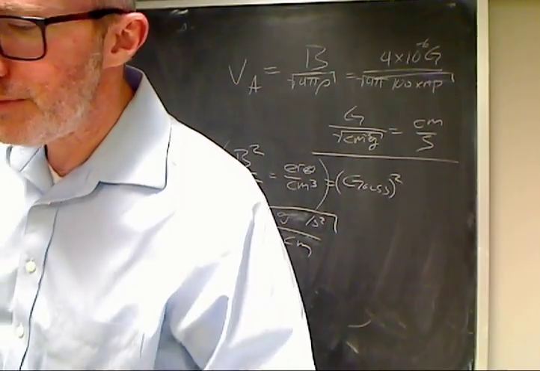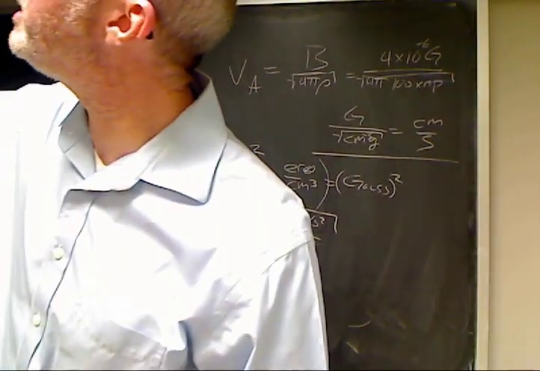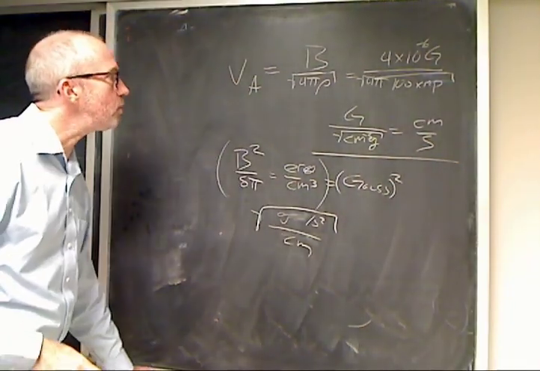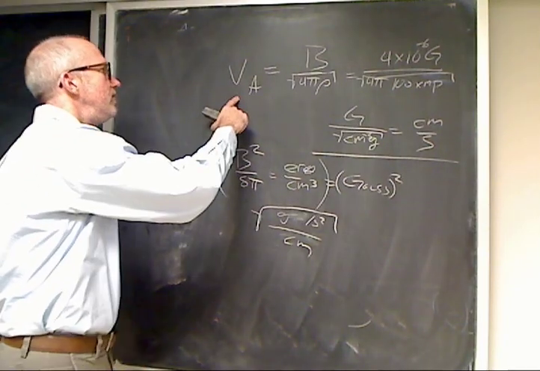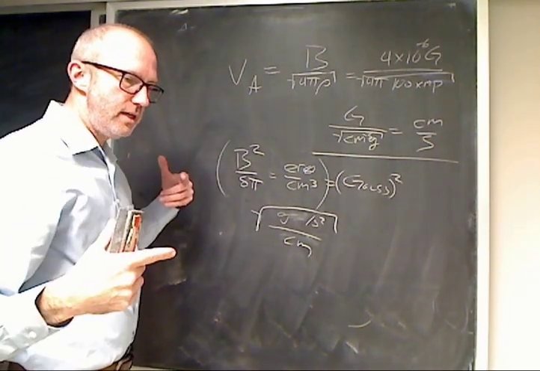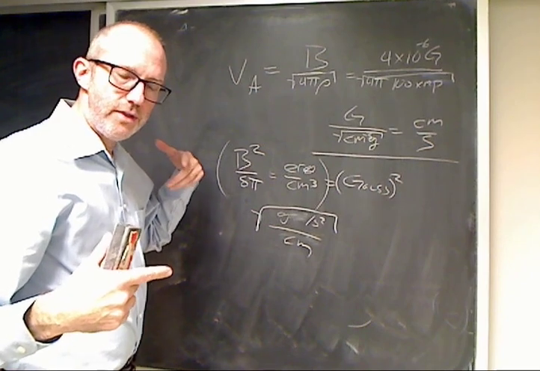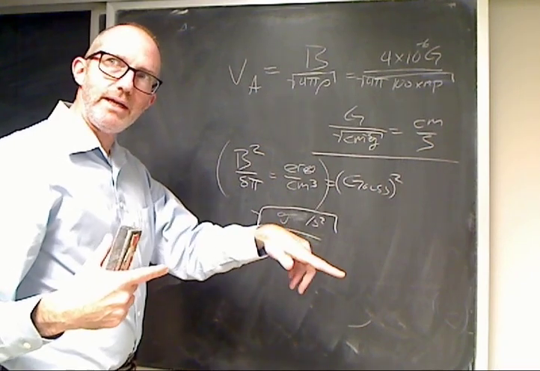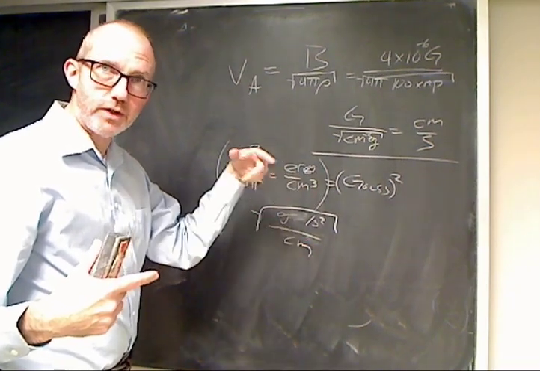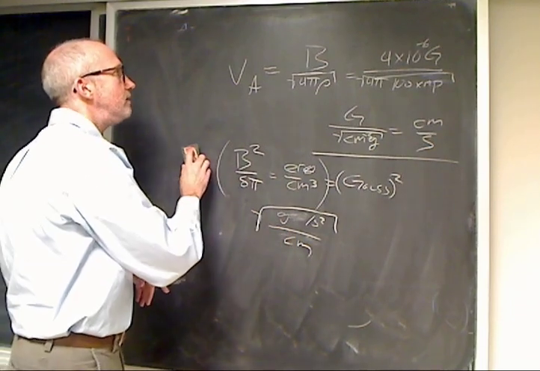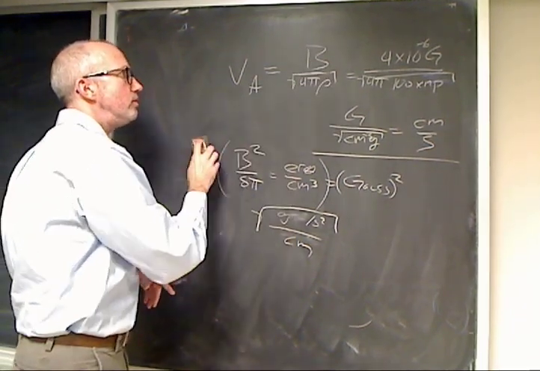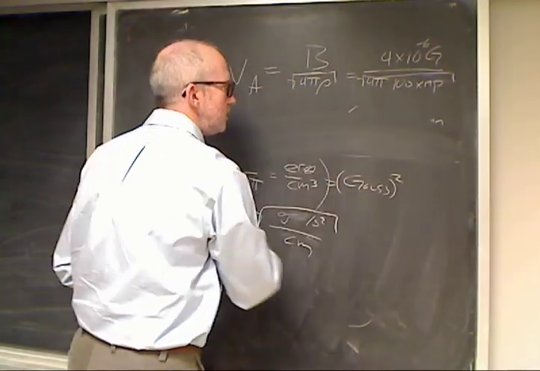But regardless, velocities from magnetic field strengths. That's the important takeaway. The Alfvén velocity, the velocity at which a transverse propagation travels down a magnetic field, is equal to B over the square root of 4 pi rho.